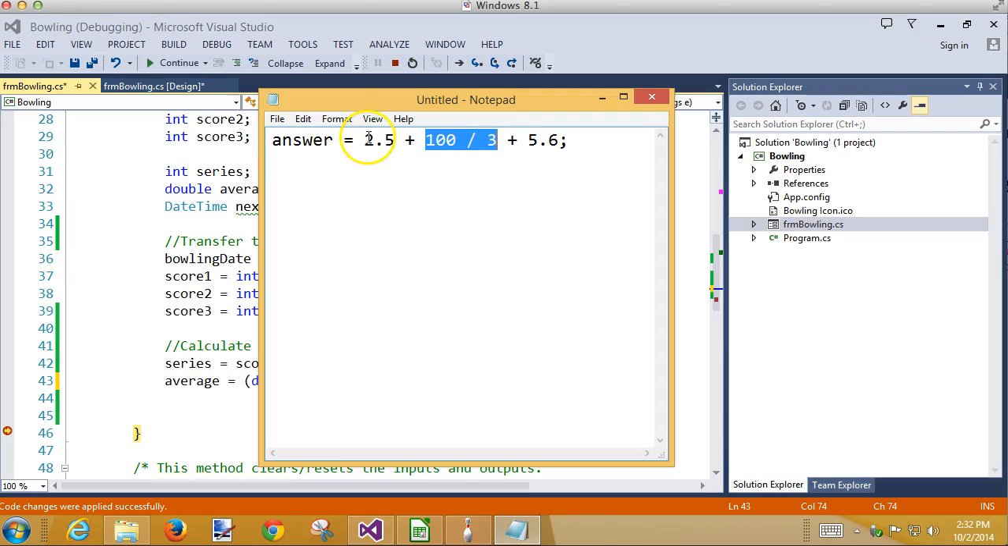Then we do what? This. Then we add the rest on. So it can be very complicated. You're going to get a chance to practice and mess it up and get corrected.